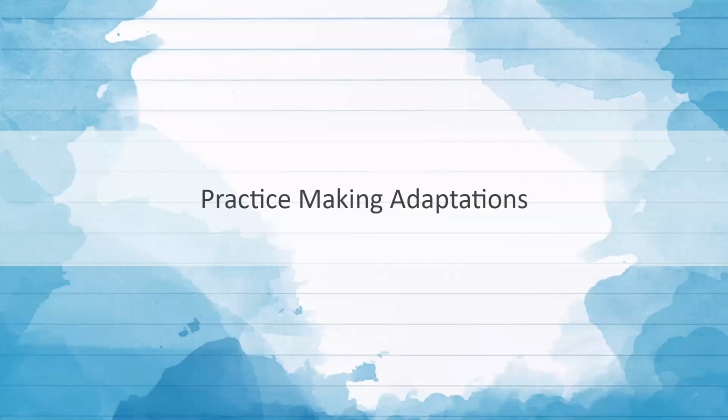Okay, so now that we've learned why it's important to make adaptations to the distance learning packets when we're using them for in-person instruction, and we've looked at what those adaptations could look like, let's look at an example of what the decision-making process for adapting might look like.